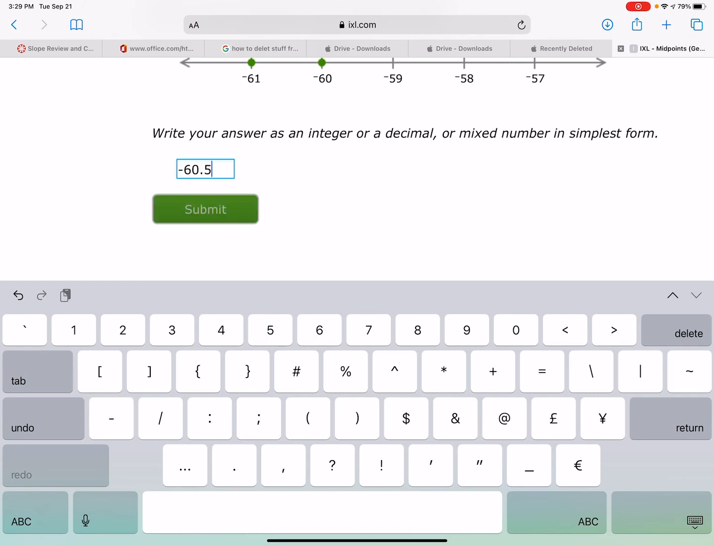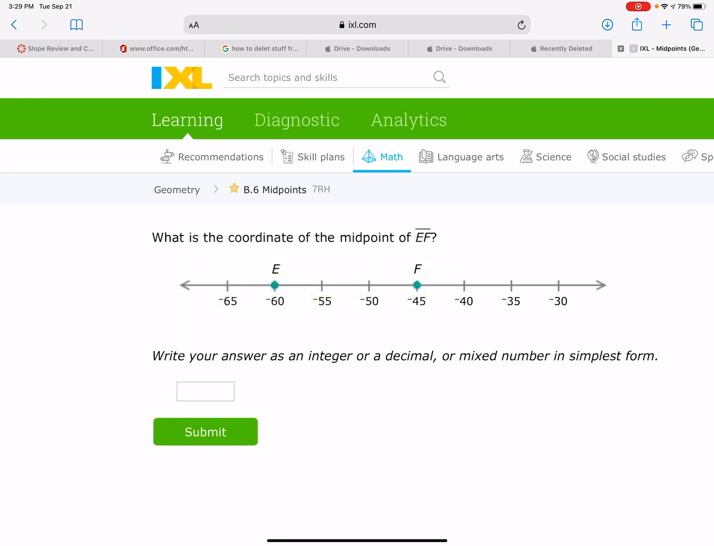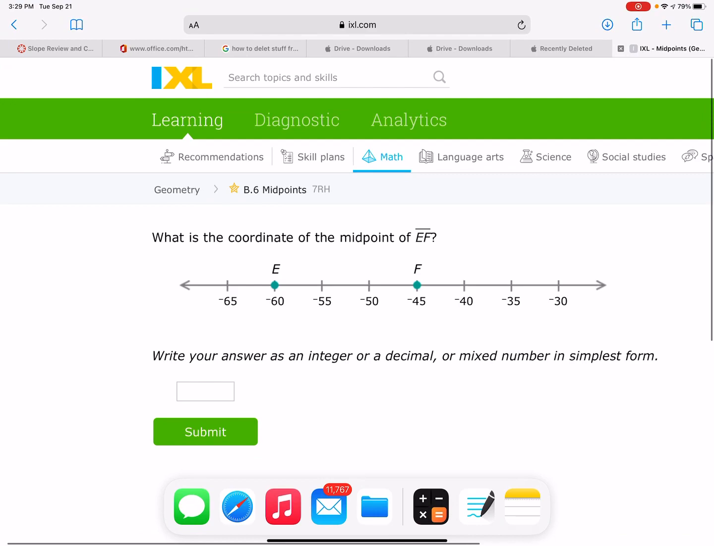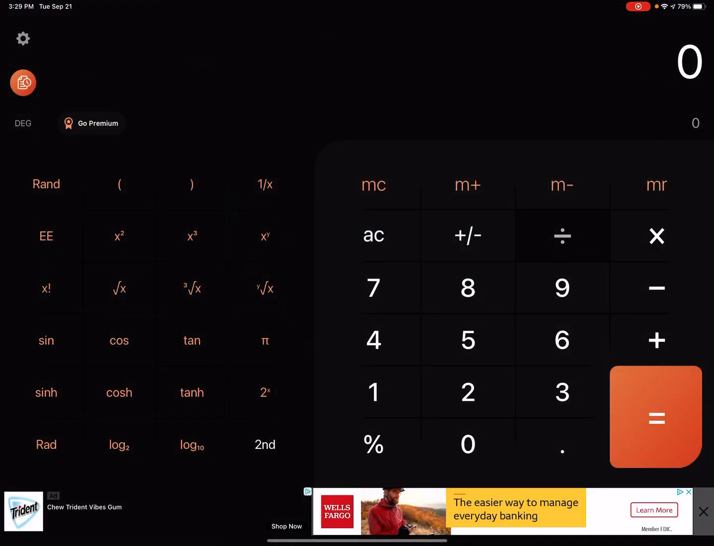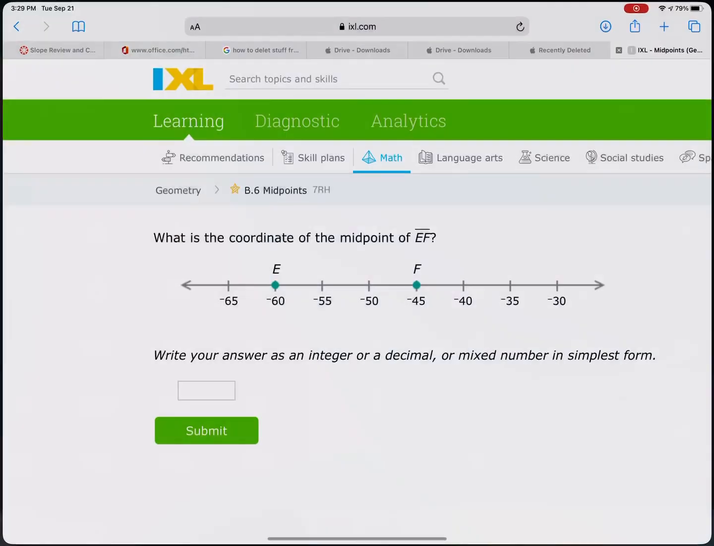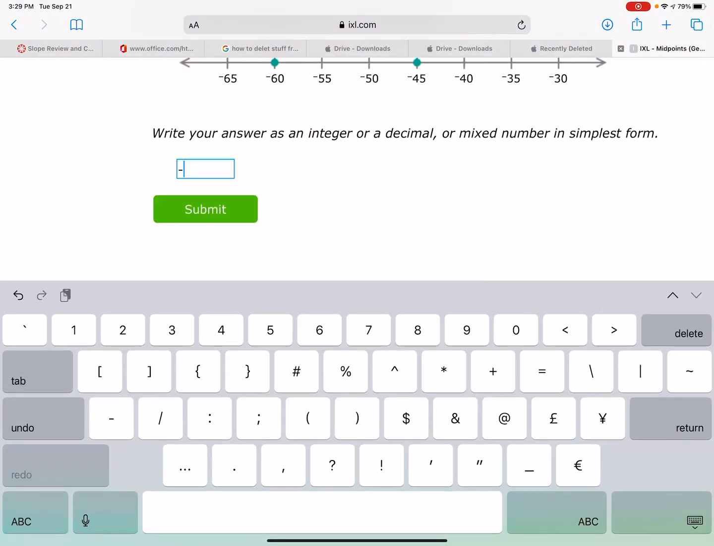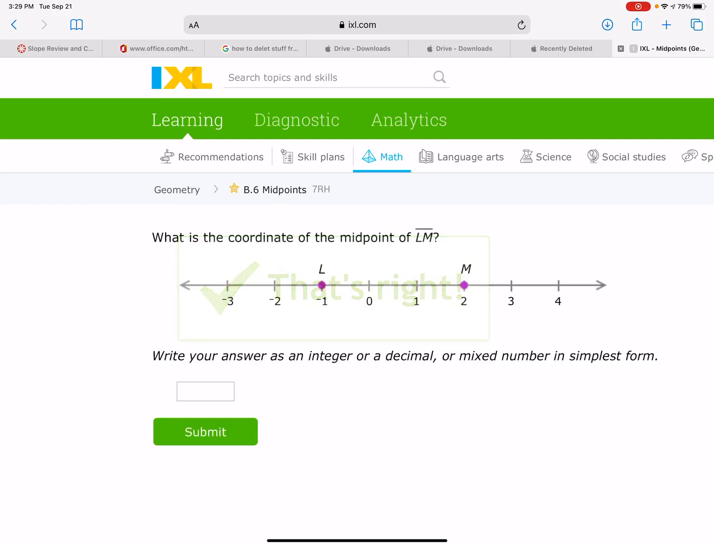Now you're going to be given the same types of questions. So add the 2, divide by 2. Negative 60 plus negative 45. Divide by 2, I get negative 52.5. Add the 2, divide by 2. Okay.